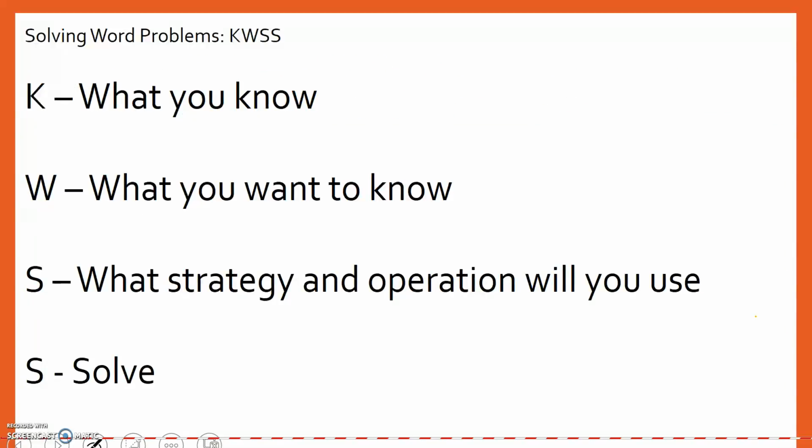So to review, when using the KWSS chart for math, the K is what do I know. The W is what do I want to know. The S is what strategy and operation will I use. This is where I put my number sentence. And then finally, S is how can I solve the problem.